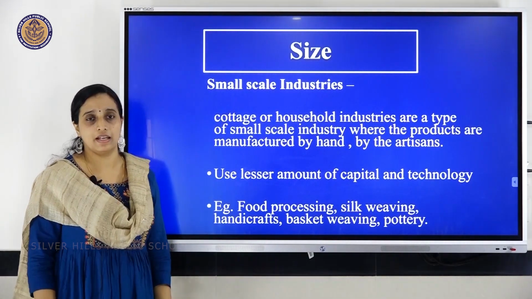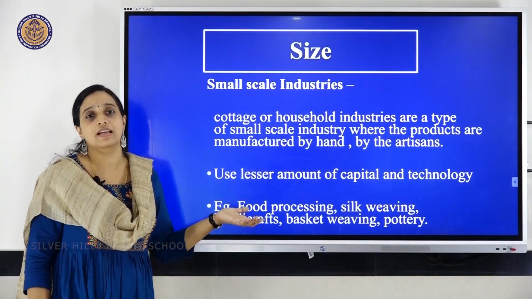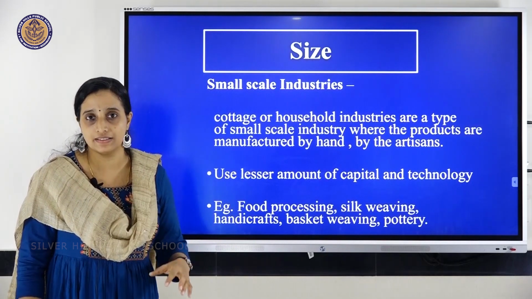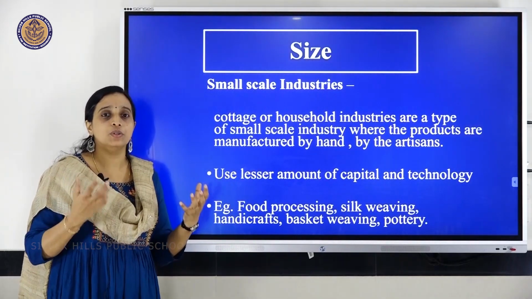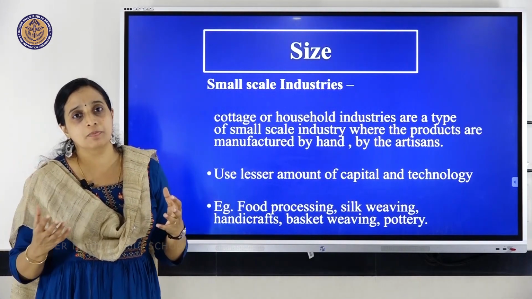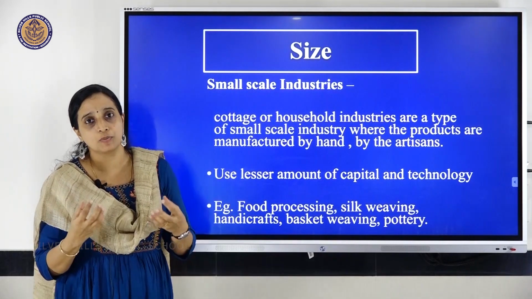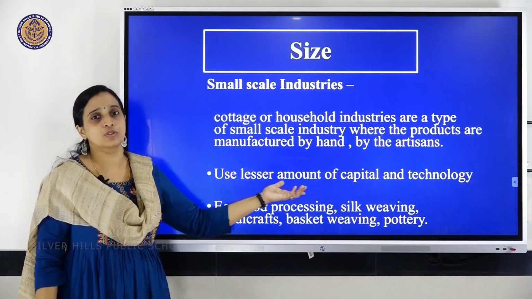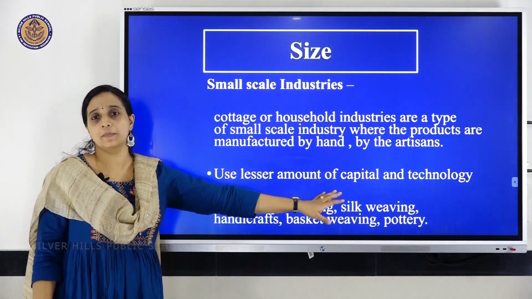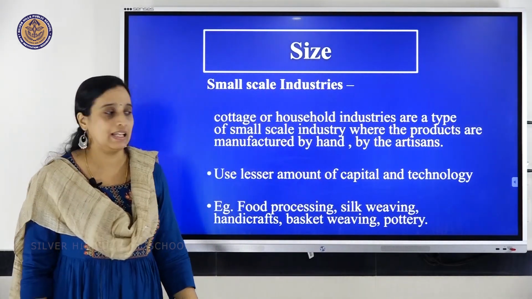Now what do you mean by small scale industry? Small scale industries are also called cottage or household industries, where small goods like basket weaving and pot making are all being done among a small group of laborers, and a small amount of capital and technology is being used. Such industries are what we call small scale industry.